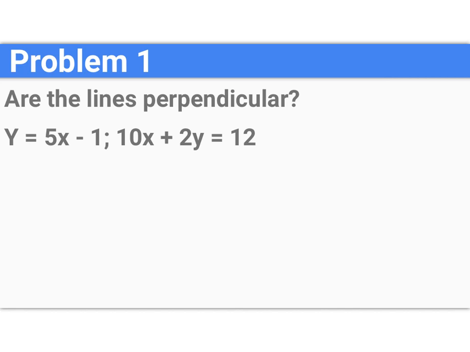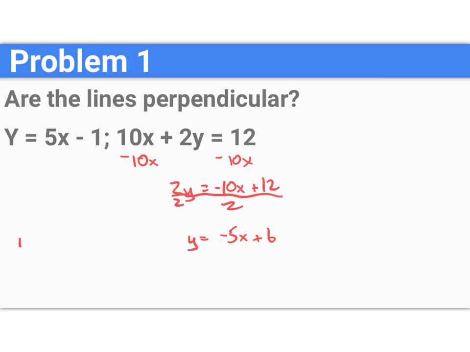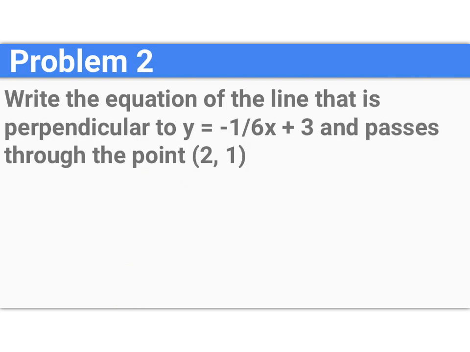Okay, are the lines perpendicular? The first thing we have to do is subtract 10x. We have to convert to slope-intercept form because you cannot compare lines in standard form. Divide everything by 2. We get y equals negative 5x plus 6 and y equals 5x minus 1. 5 is not perpendicular to negative 5. No, these lines are not perpendicular.